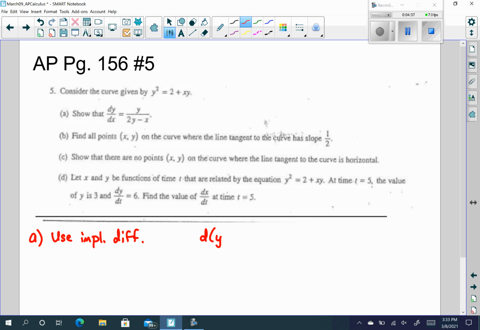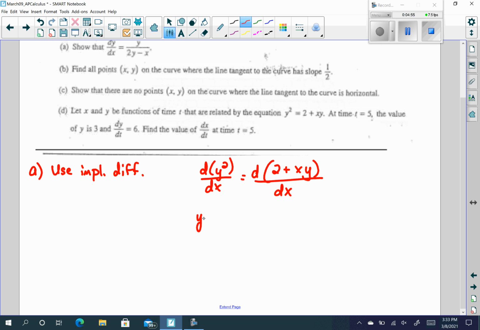So we're going to start by taking the derivative of each side with respect to x. Just like with related rates, we can go ahead and write this as dy over dx if you want to. So first we're going to get a 2y times y prime, or times dy over dx, is going to equal, the derivative of 2 is just 0, and then we have to use the product rule here. So we're going to get u v prime, so that's x times dy over dx, plus y times 1, so just y.